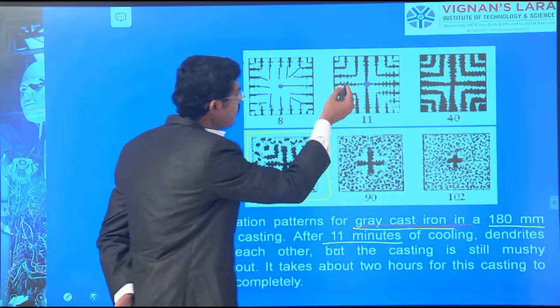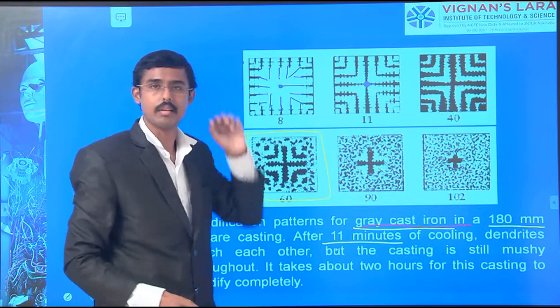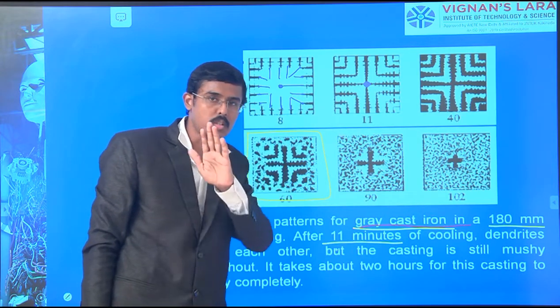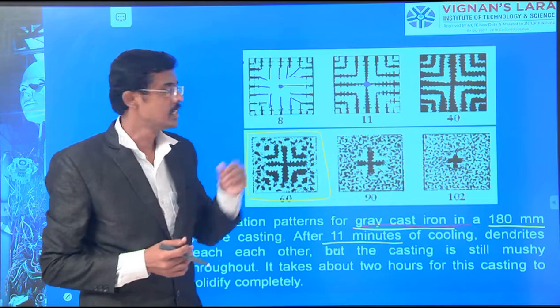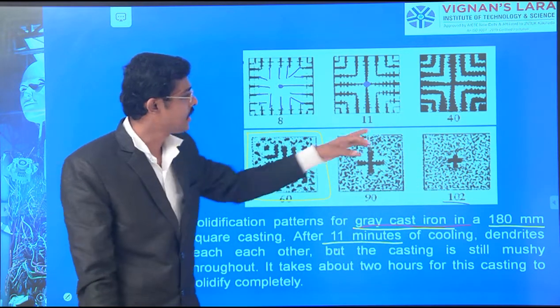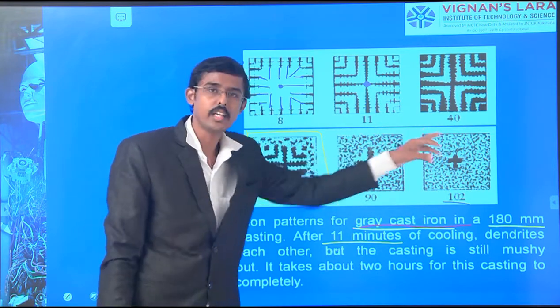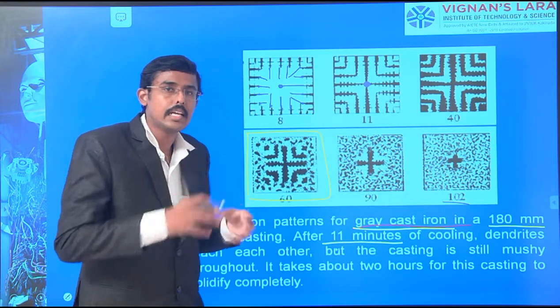But at the time of 11 minutes, these columnar dendrites are joined together. Even though the solidification process is not yet complete, it is completed entirely in 1 or 2 minutes. It takes time from 8, 11, to 40. This is the situation of development inside a square.